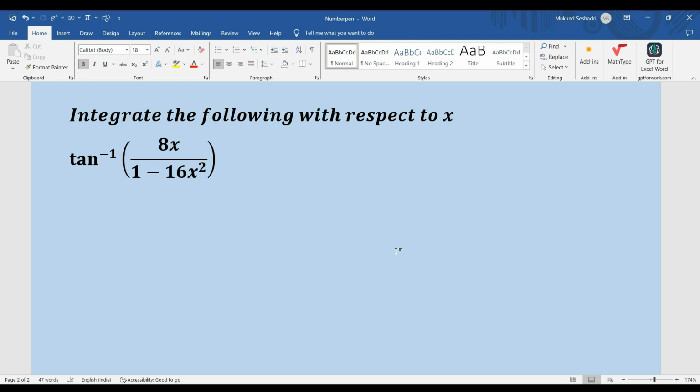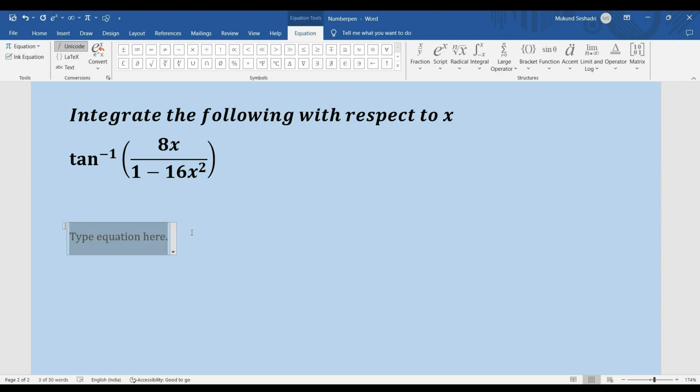So there we have the problem on the screen. Integrate the following with respect to x. And we have tan inverse of 8x divided by 1 minus 16x square. So what we've been given is dy by dx and we've been asked to find y. And my y is nothing but integral of the given expression. So let's write down what is my y.